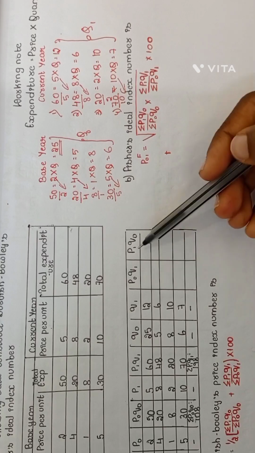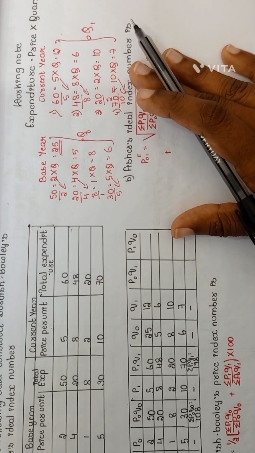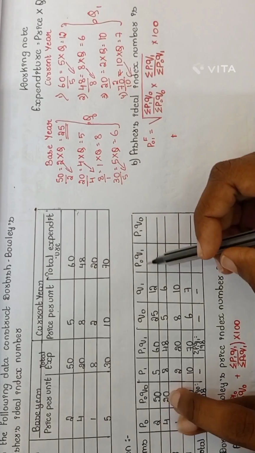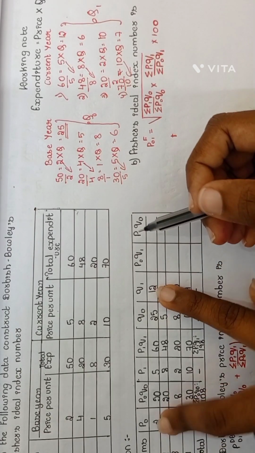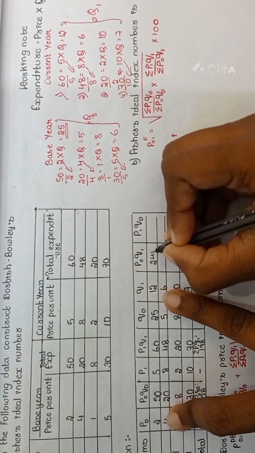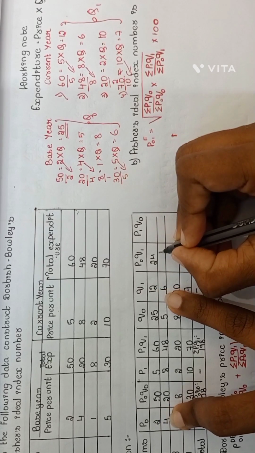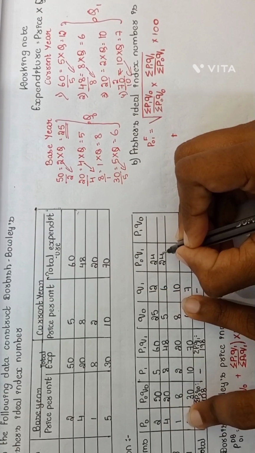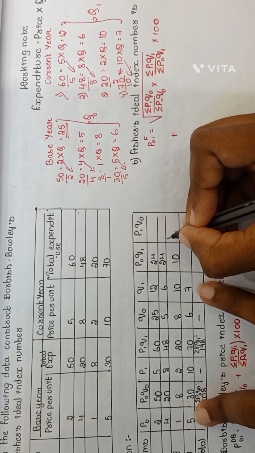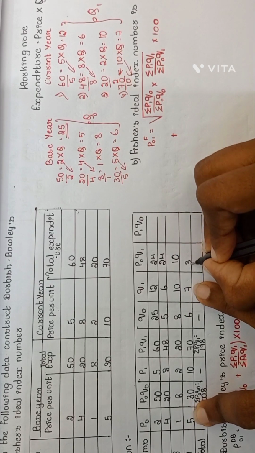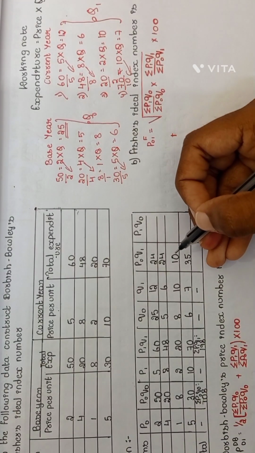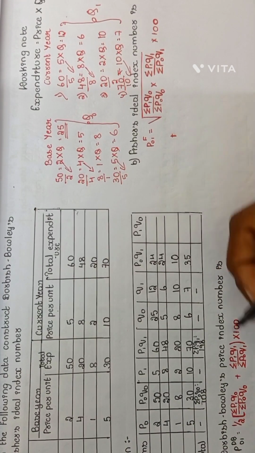So I have written that, and let me compute it. Okay, so the P0 value is 2 and the Q1 value is 12. So 2 into 12 is 24, and 4 into 6 is 24, and 1 into 10 is 10, and 5 into 7 is 35. Okay, so this is the P0 and Q1 value.